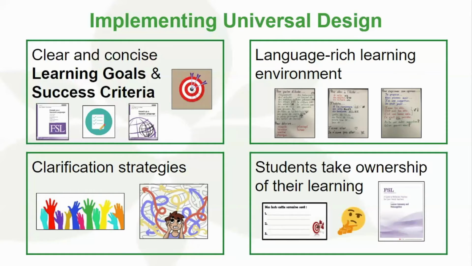The module Learner Autonomy and Metacognition from Transforming FSL states that students need to be explicitly taught the process of learning a language in order to enable them to take responsibility for their learning. Therefore, it is important for students to take ownership of their learning by setting goals for their next steps and engaging in self-reflection. Students should consistently reflect on the strategies they have used when listening, speaking, reading, and writing. These strategies should be posted in the classroom and referenced often so that metacognition is continuously supported in FSL.